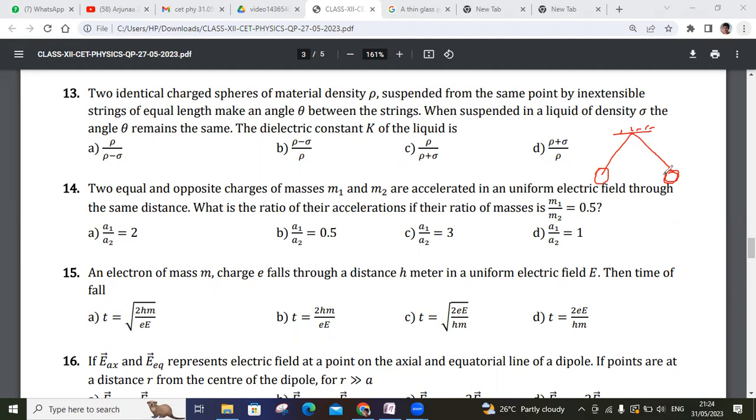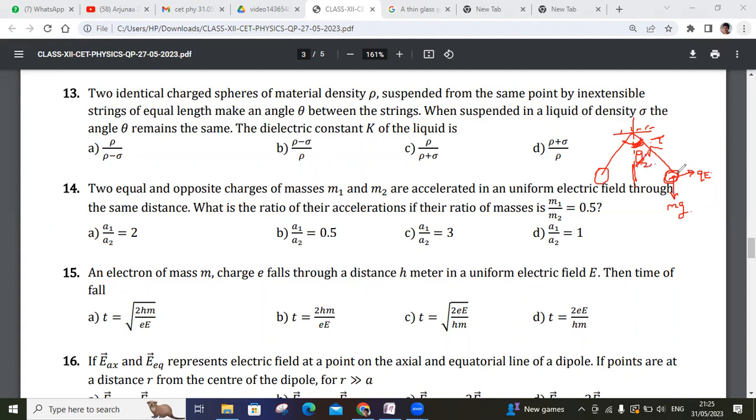So they will repel each other and come to the extreme points, correct? So here if you see, two forces are there, QE one force and MG one force, and this tension is there. And this angle is given as theta, right? Make an angle theta between the strings. Okay, sorry. This is theta, angle between the strings. So this angle will be theta by 2, correct?